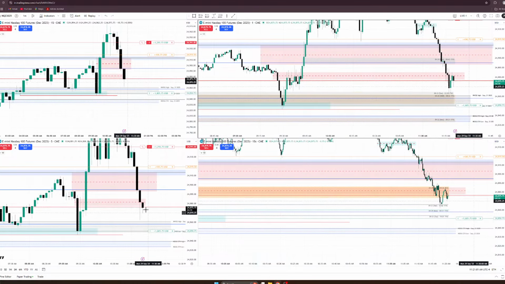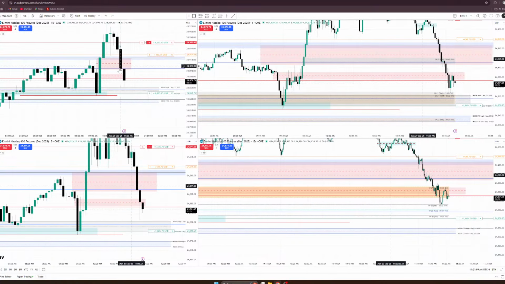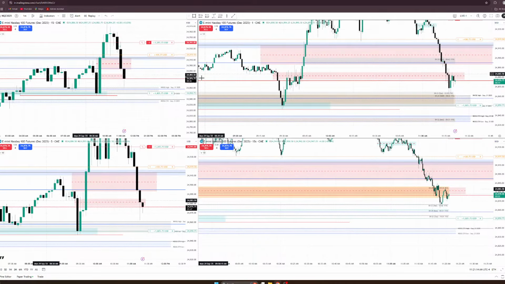So the worst case if price comes up is it should reject inside this bullish fair value gap, guys. This 15-minute bullish fair value gap is the last line in the sand for a long position. That is the reason I put my stop loss above this bullish fair value gap.